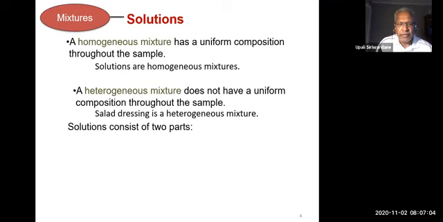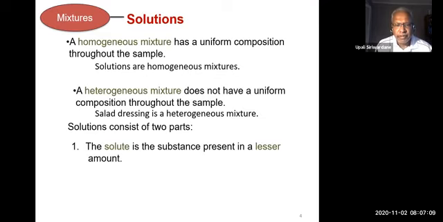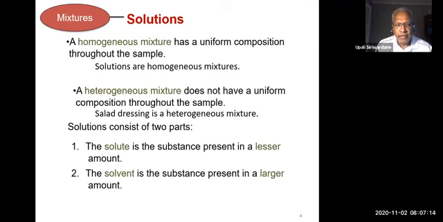A solution consists of two parts. One is the solute, the substance present in lesser quantity, and the solvent is the substance present in larger amount. For example, if you dissolve a little bit of sodium chloride or sugar in water, the solute is the sugar or the salt, and the solvent is the water. An aqueous solution is a solution where water is the major component, the solvent.